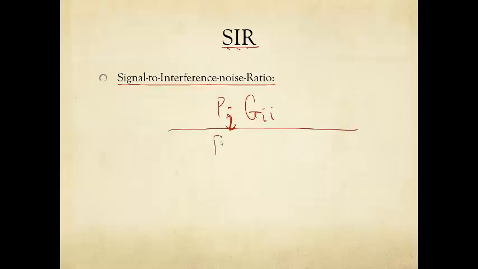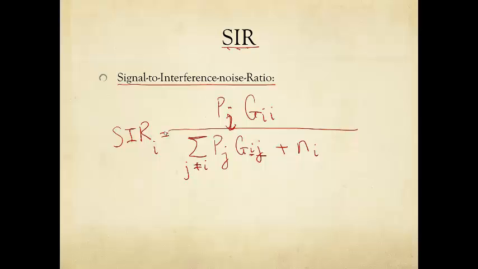That is P sub j times G_ij, from the jth transmitter to the same common ith receiver. And there are many such j's not equal to i. Plus, at the ith receiver, there's usually some noise term, n sub i. This is what we call the SIR associated with the ith user.